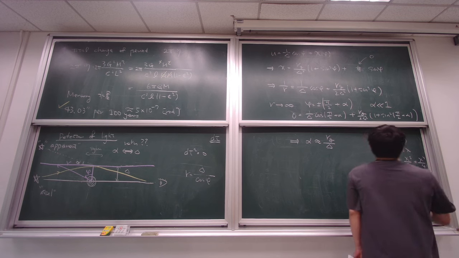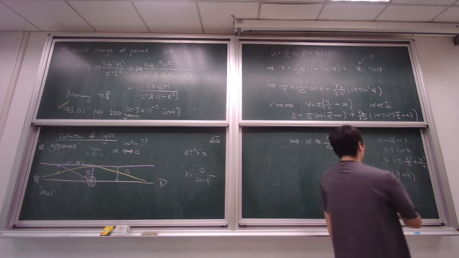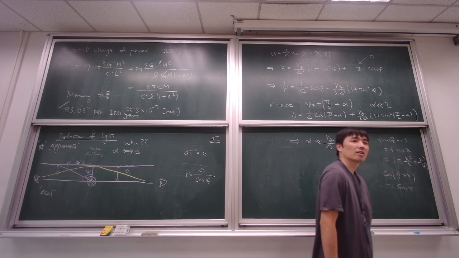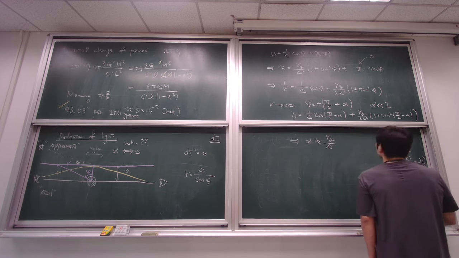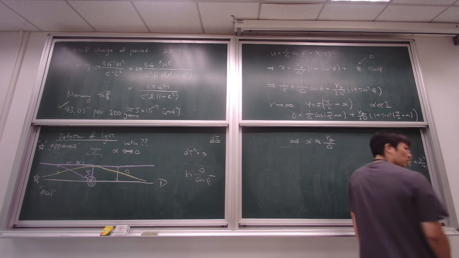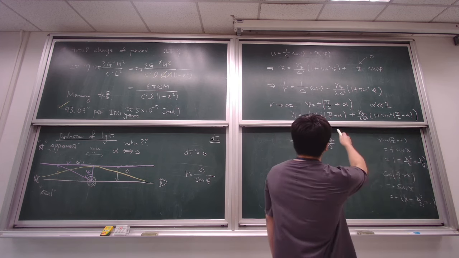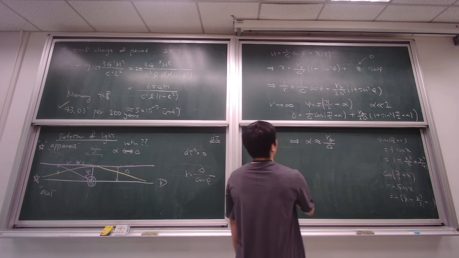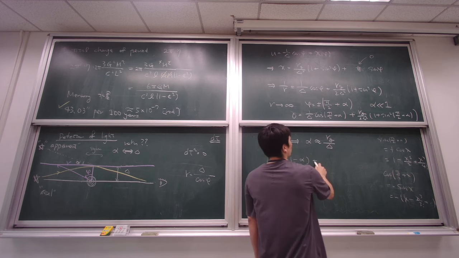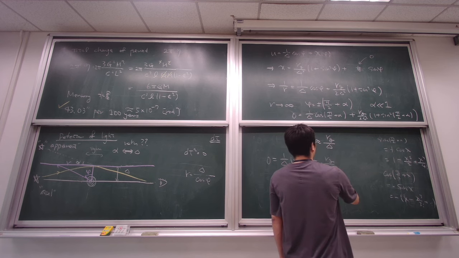I just try to wake you up. Cos of pi over 2 plus x is minus sine x, and this one is 0. This is x minus x cubed over 3 factorial, like this way. Is it okay? You plug that into here. What you get is what? 0 is equal to 1 over delta minus alpha plus Rg over delta square over 2.